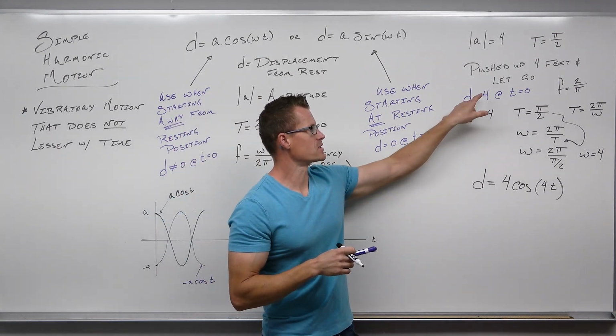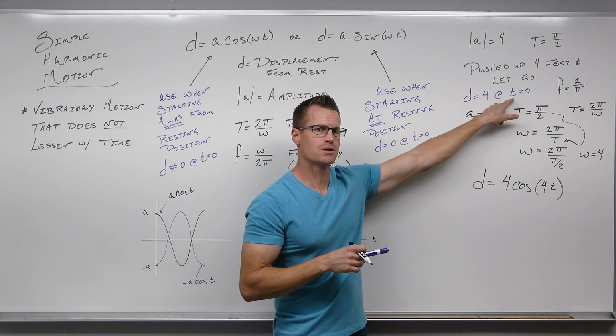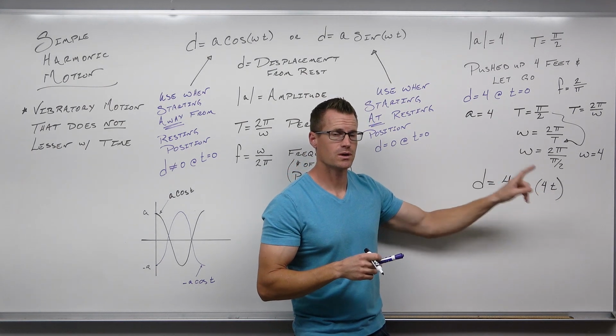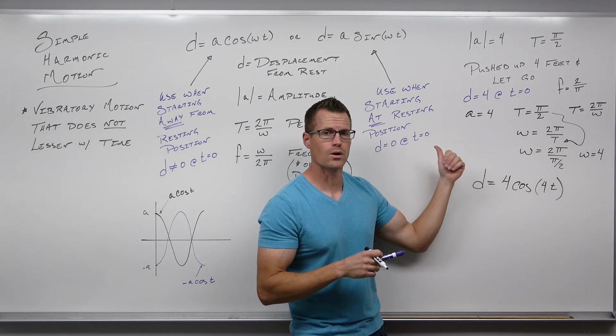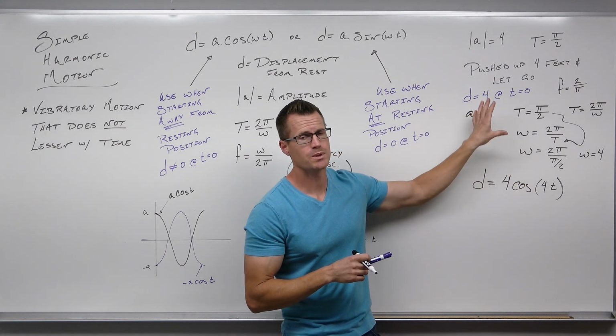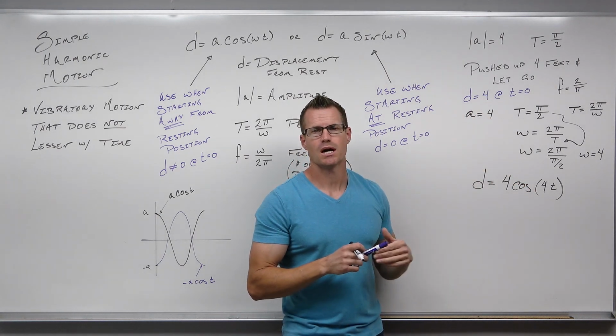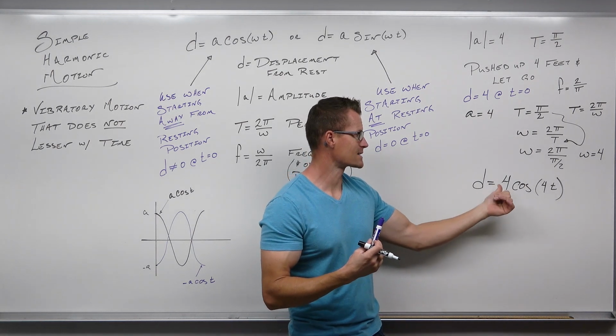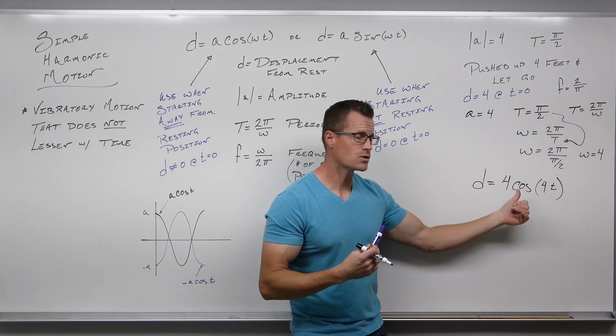If you know that its displacement is 4 at time equals 0, plug in 0. 4 times 0 is 0. Cosine of 0 is 1. 4 times 1 is 4. So this actually gives me my initial position based on my starting time of 0. That's a good way to check your work.